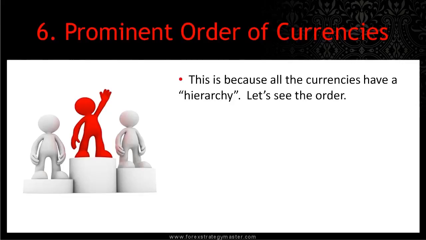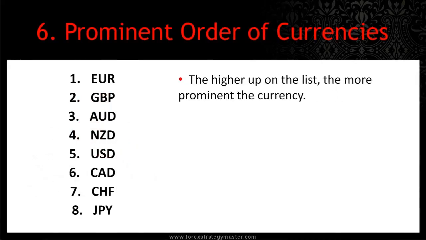This is because all the currencies have a hierarchy. Now let's see the order. The higher up on the list, the more prominent the currency. The lower down on the list, the less prominent or less important the currency is.